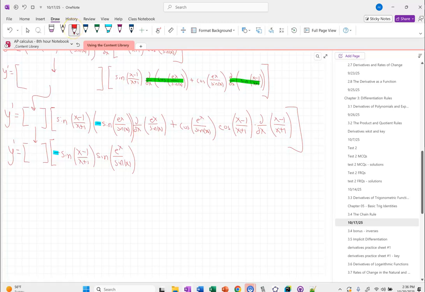Now for the derivative of e to the x over sine x, I need the quotient rule. Oh my God. So it's the bottom times the derivative of the top, minus the top times the derivative of the bottom, all over the bottom squared. I'm just going to write that as sine squared x, again dropping a layer of parentheses there. Is everybody okay there? Okay.